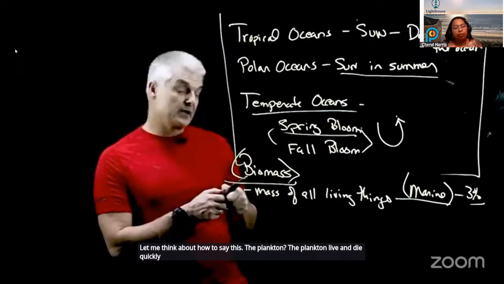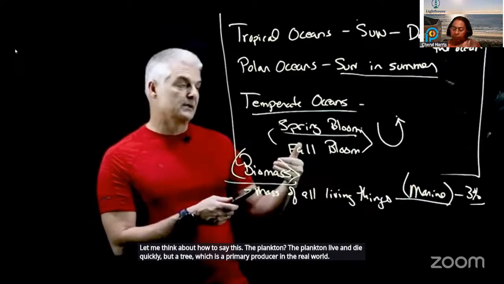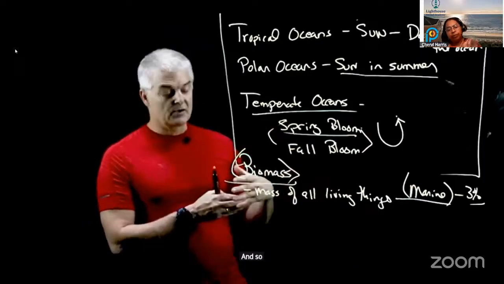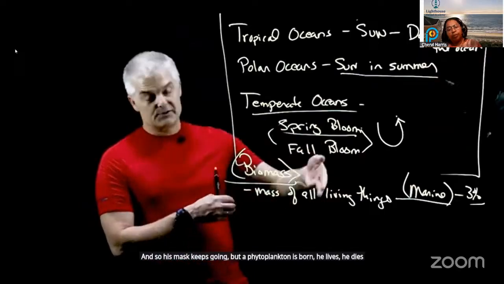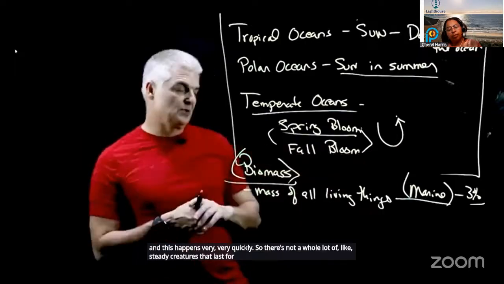But a tree, which is a primary producer in the real world, on terrestrial land, lives for hundreds of years potentially. And so its mass keeps going. But a phytoplankton is born, it lives, it dies, and this happens very, very quickly. So there's not a whole lot of steady creatures that last for a long, long time in the ocean.